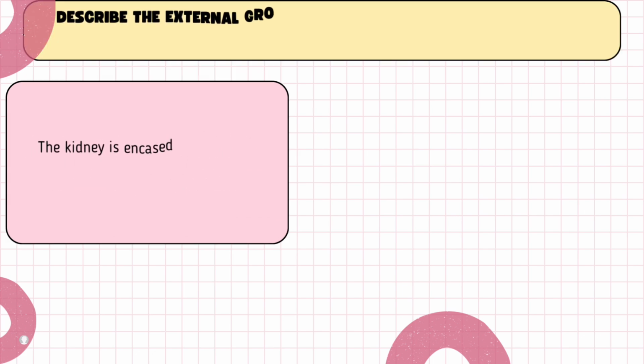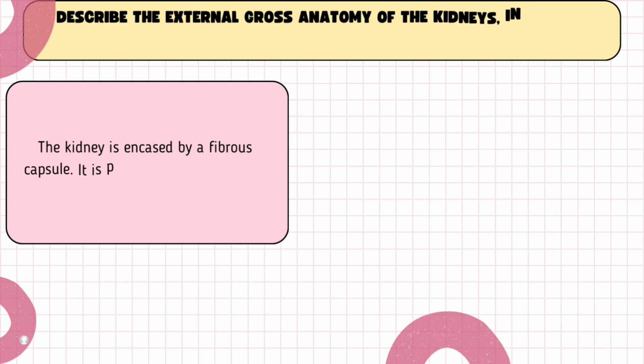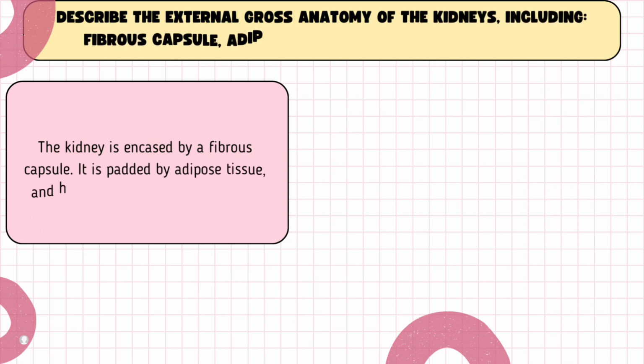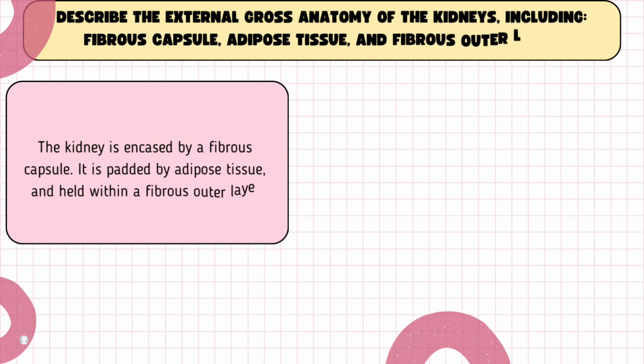All right, so now we will describe the external gross anatomy of the kidneys. That includes the fibrous capsule, the adipose tissue, and the fibrous outer layer. The kidney is encased by a fibrous capsule, padded by adipose tissue, and held within a fibrous outer layer.